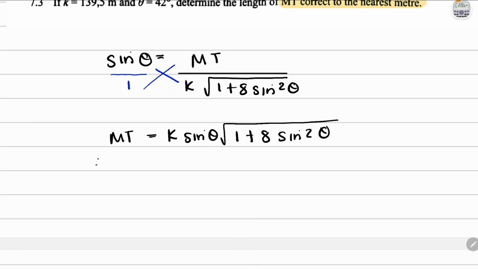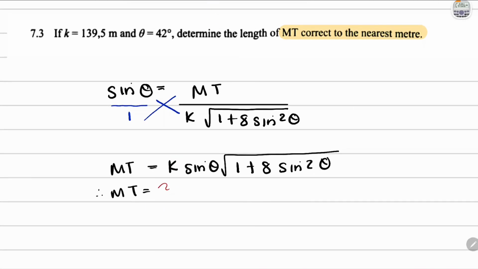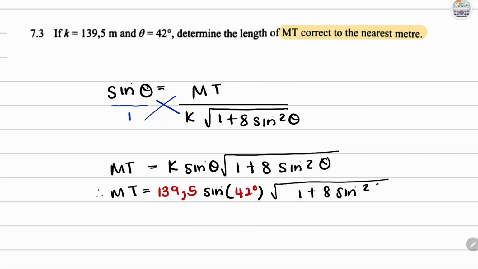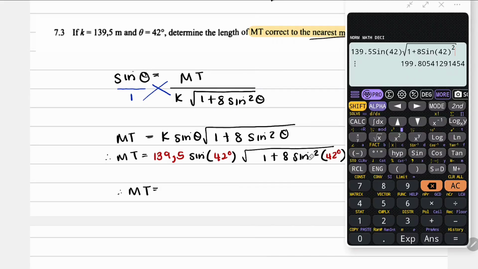So finally, let me just put it like this. MT is equal to, we know what K is now. K is 139.5 meters. And we have sine theta is 42 degrees. And then we have square root of 1 plus 8 sine squared of 42 degrees. And you're just going to substitute that into your calculator and find out what exactly MT is, rounded off to the nearest meter. Okay, so just remember on your calculator, when you're putting that sine squared, you can't go sine and then squared. It's not going to work. You have to say sine 42 squared.